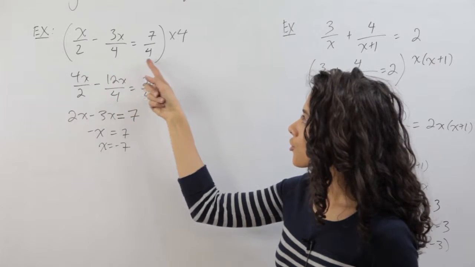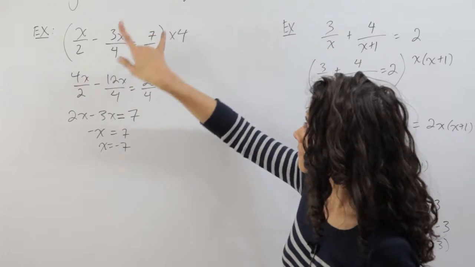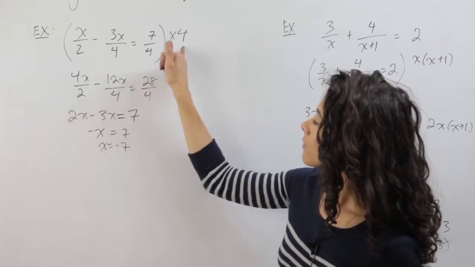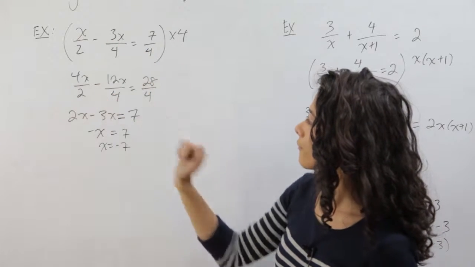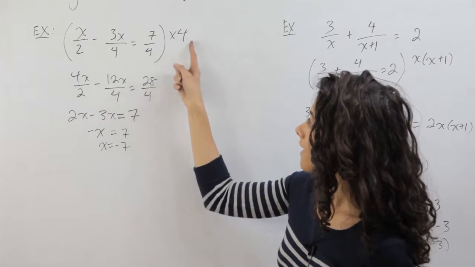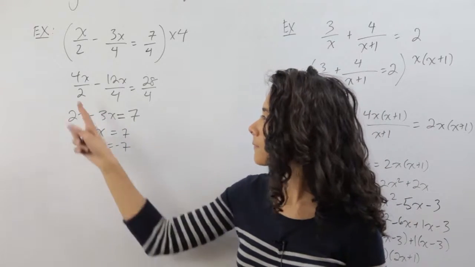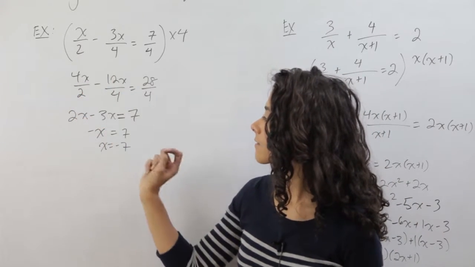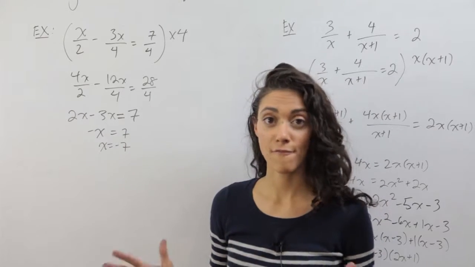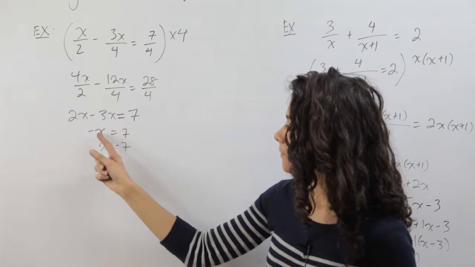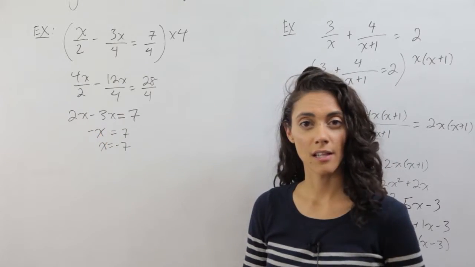Multiplying each of these terms by 4 down here results in 4x over 2 minus 12x over 4 and 28 over 4. Now each of these, if you simplify, simply becomes 2x and a 3x and a 7, and just like that, fractions are gone, much easier to solve. Now I just collect my like terms, and finally we get x equals -7.